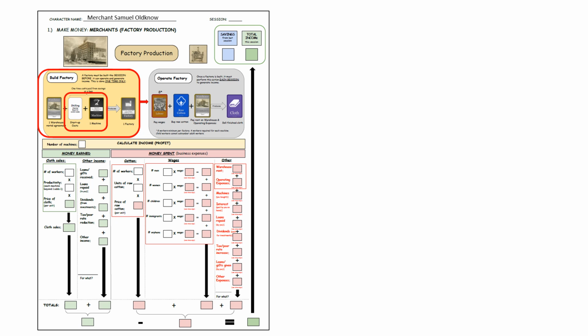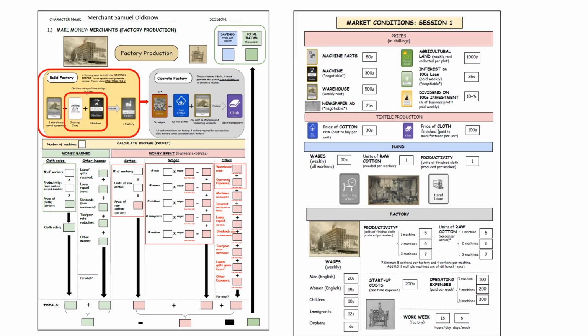So here's an example of what it costs to open a factory. As it says here, there are startup costs and machines. These must be paid for before the session in which the factory is opened. And how much this costs is on the market conditions board. For a machine, the average price is 300 shillings. The merchant would have to go talk to a craftsman and see if there's a machine to buy. He might have to pay more, he might be able to pay less, but it's around 300 shillings. And startup costs are 200 shillings. So around 500 shillings is necessary to build a factory.